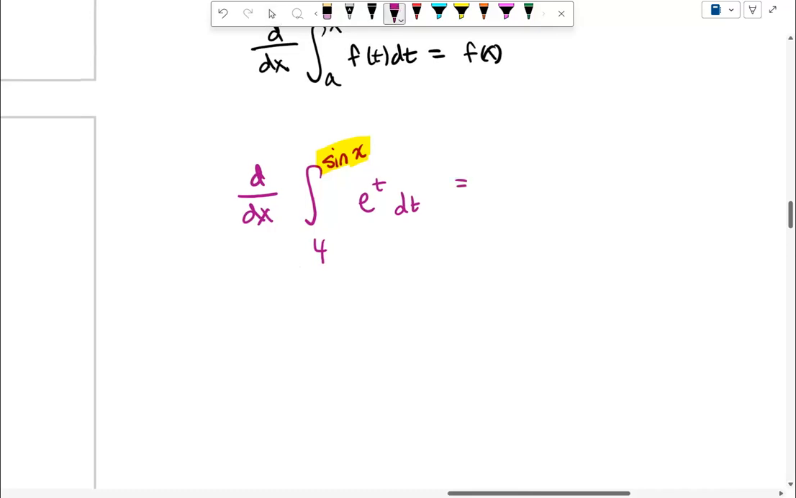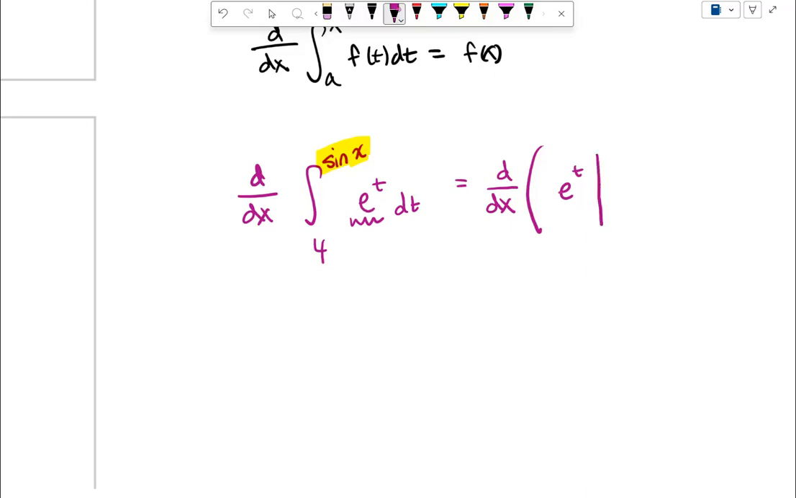So again, let's understand what's happening here by actually evaluating the integral first. So I'm going to keep my d dx operator. That's just the operator telling me to take the derivative. But if I actually evaluate my definite integral, I would get my antiderivative of e to the t, which is just e to the t. Maybe I made that too easy, but let's go with it.